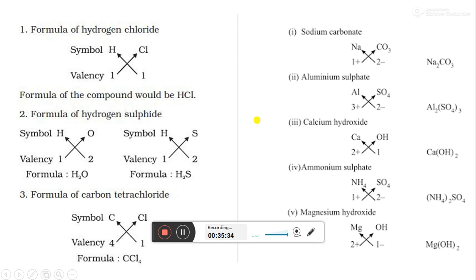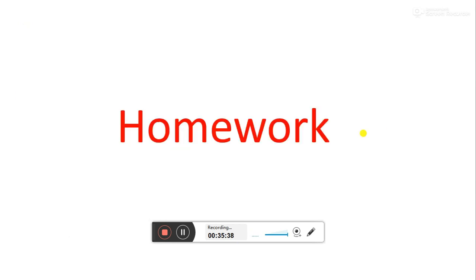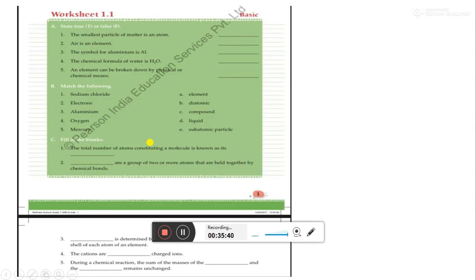I have discussed so many examples over here. Then the next slide will show your homework. This is the Pearson homework. You have to do this as soon as possible. There are true and false, match the following, and fill in the blanks. Once the chapter finishes, I will provide you more homework.